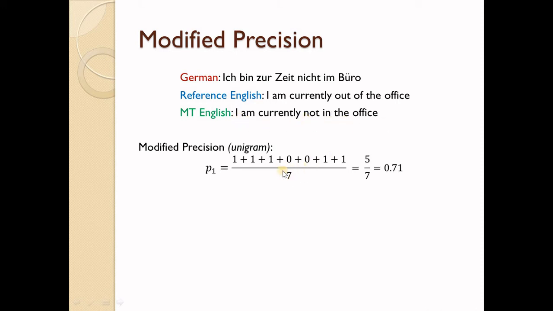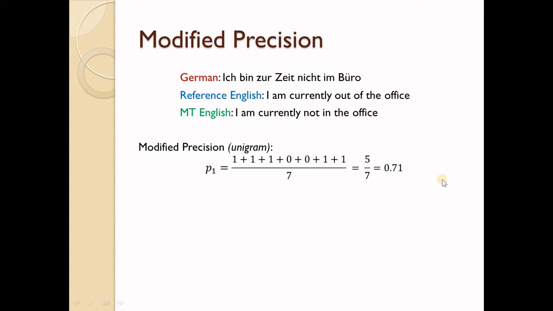So 7 here we will have. Now, is "I" present? Yes, here 1. Is "am" present? Yes, here 1. Is "currently" present? Yes, here 1. Is "not" present? No, 0. Is "in" present? No, 0. Is "the" present? Yes, 1. Is "office" present? Yes, 1. So the P1, precision 1, will be 5/7, which is 0.7.